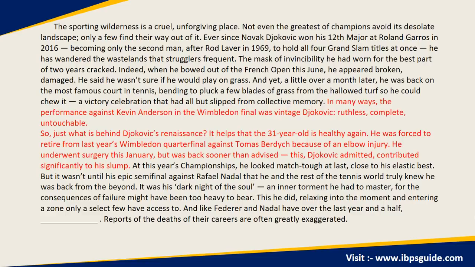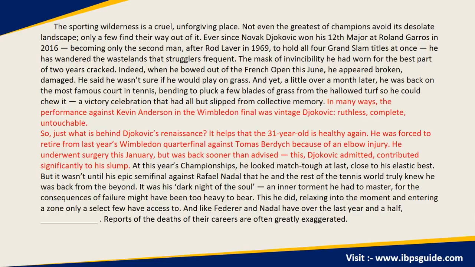This is a clue that the following paragraph is going to explain why he was struggling and why he is better now. Okay, so it helps that the 31-year-old is healthy again. He was forced to retire from last year's Wimbledon quarter-final against Thomas Berdych because of an elbow injury. He underwent surgery this January but was back sooner than advised. This, Djokovic admitted, contributed significantly to his slump. Okay, so slump is also another word that was in one of the questions. Let's try and understand the meaning.